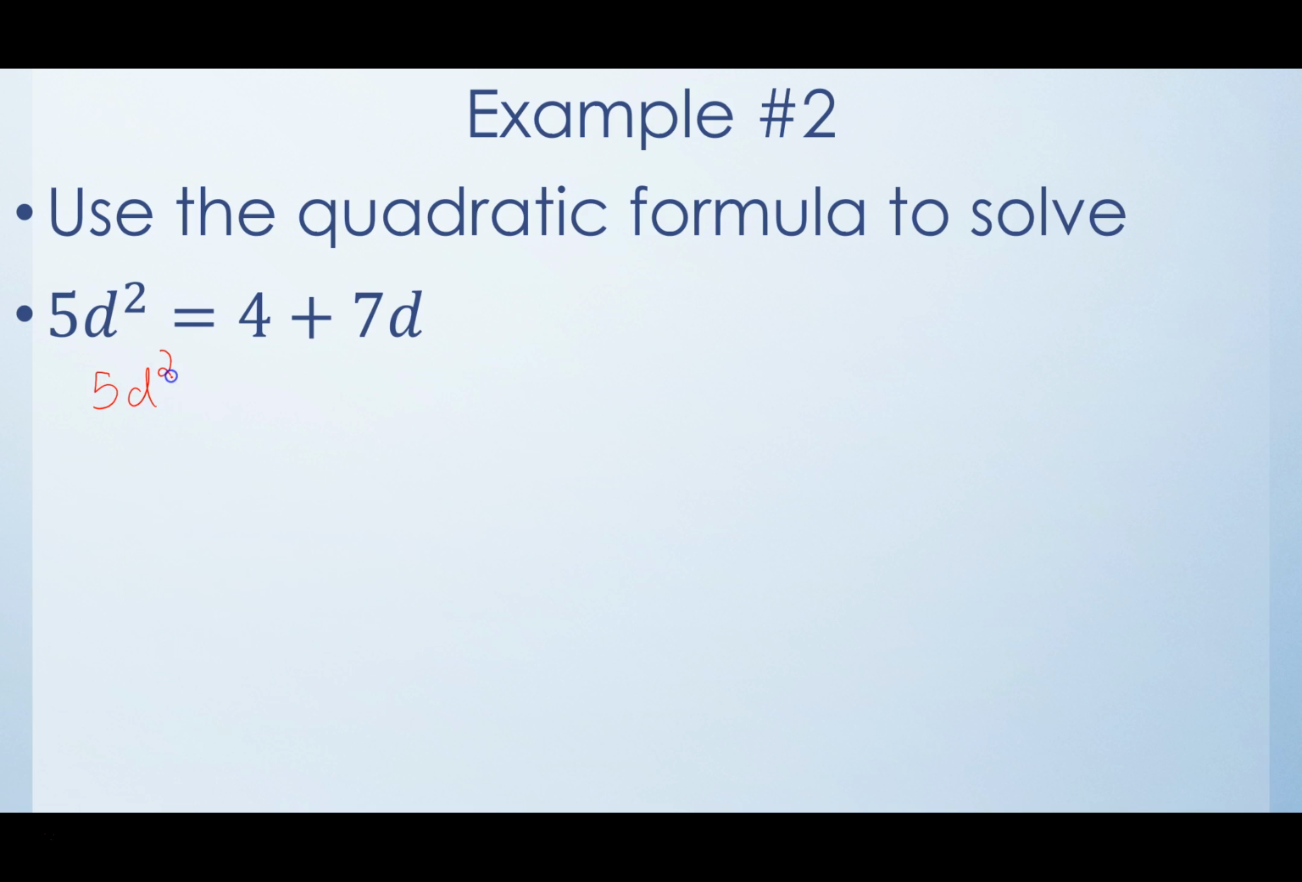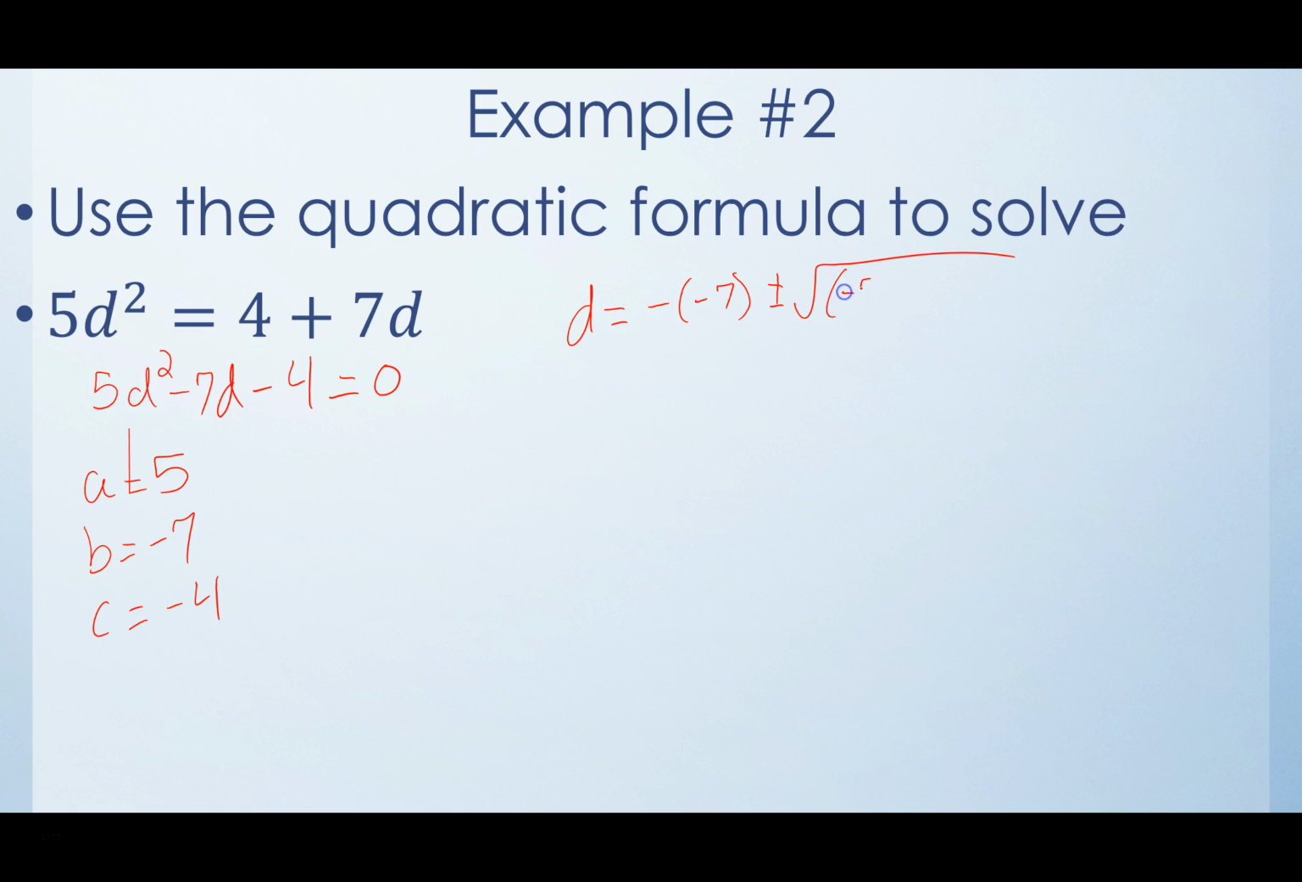So we have 5d squared minus 7d minus 4 equals 0. Always make sure, again, it's still in proper standard form. Our A value is 5, our B value is negative 7, our C value is negative 4. So in this case it will be D equals, because it's D squared, negative of negative 7 plus or minus the square root of negative 7 squared minus 4 times 5 times negative 4, all divided by 2 times 5.